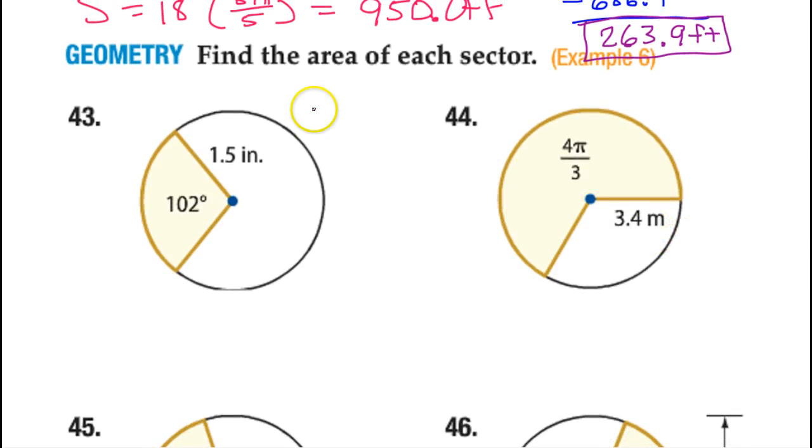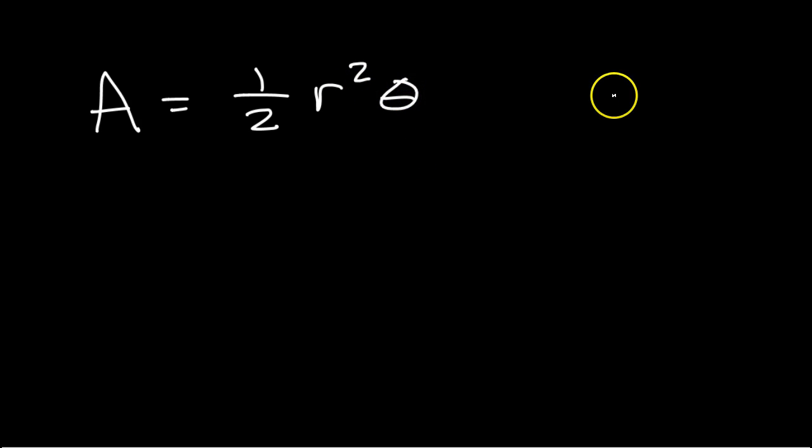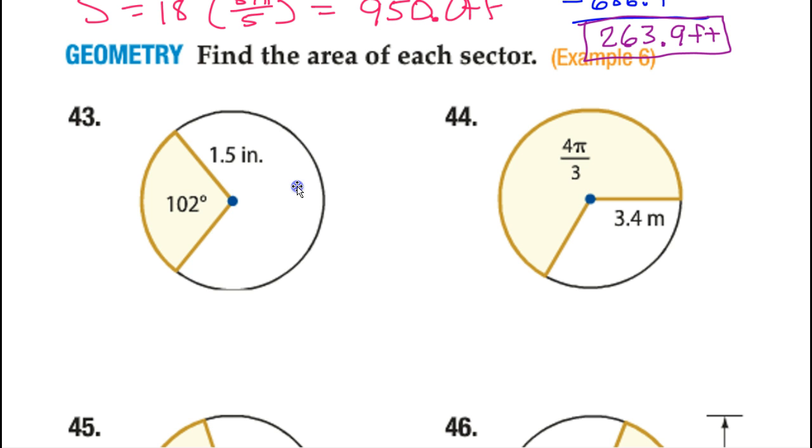Now, we need to find the area of each sector. Okay, so this is going to involve a new formula. Let me clear out my black screen here. So here's the formula for area. The area is going to be 1/2 r squared theta, whereas remember the arc length was simply r theta. The area of the sector is 1/2 r squared theta. So memorize that. Okay, so that's what we're going to be using here.